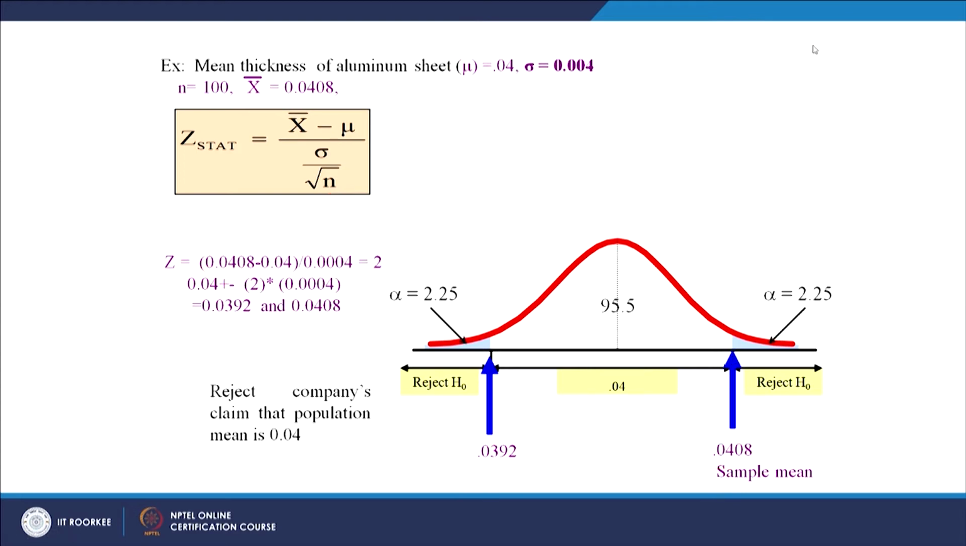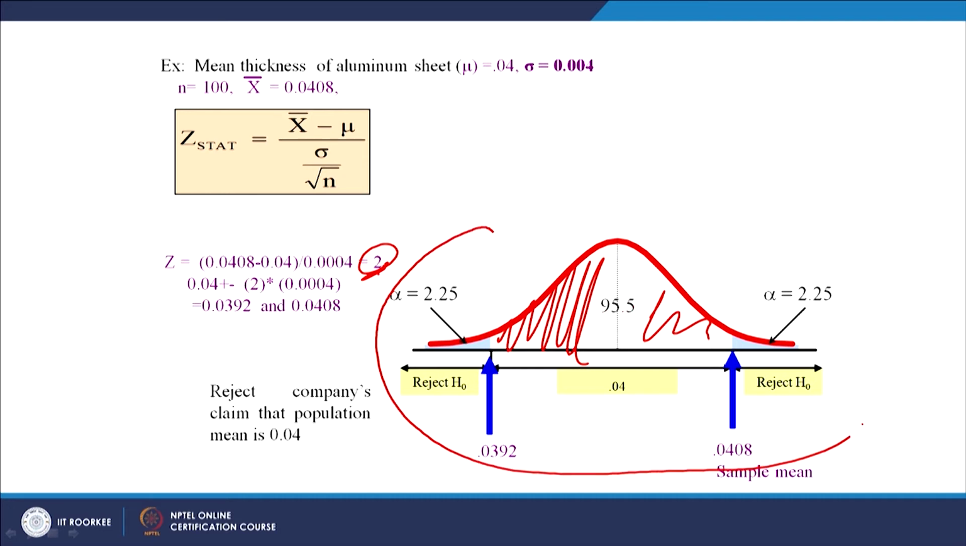Let us look at the same question, and what you can do here is, since you know the value of z, when z is equal to 2, you can easily find this area from the table. It would be approximately 95.5. In fact, if you wish you can do this calculation, otherwise it is not needed at all.